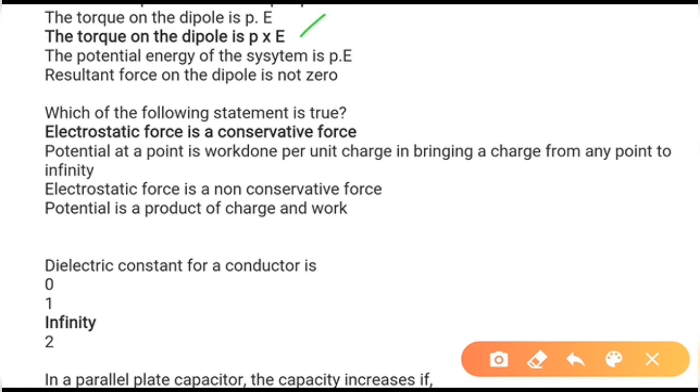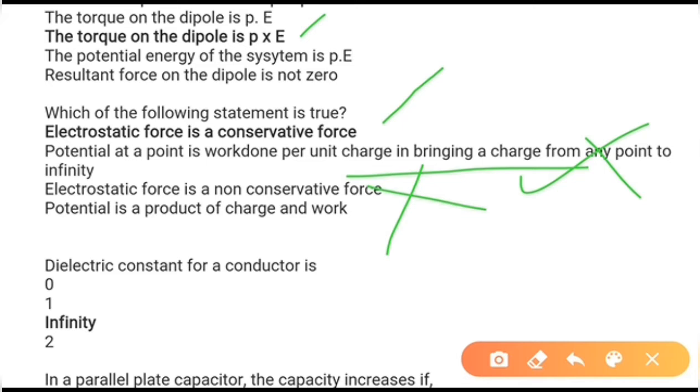Next question, which of the following statements is true? The first one is that the electrostatic force is a conservative force. We know very well that it's true. The second one, potential at a point is work done per unit charge in bringing a charge from any point to infinity. The statement is wrong, so the second one is not true. The electrostatic force is a non-conservative force. It's not true. The potential is a product of charge and work. It's not true. V is equal to W by Q, not W into Q.